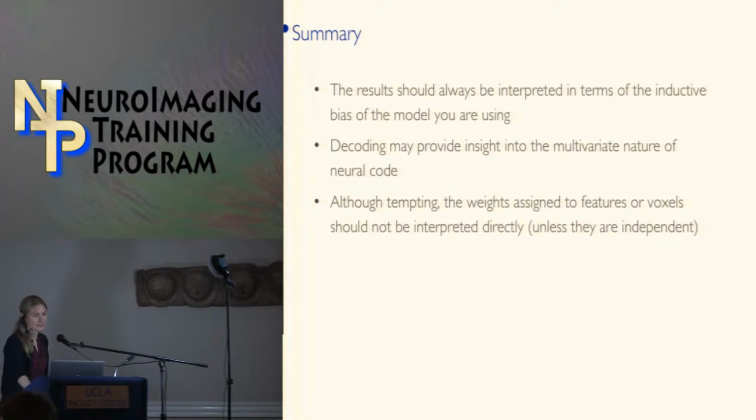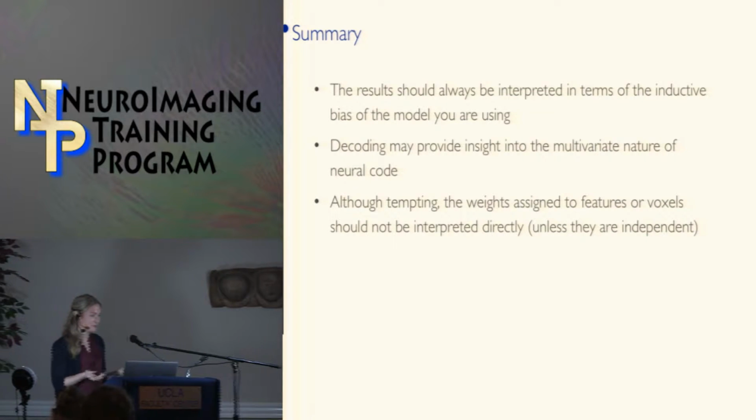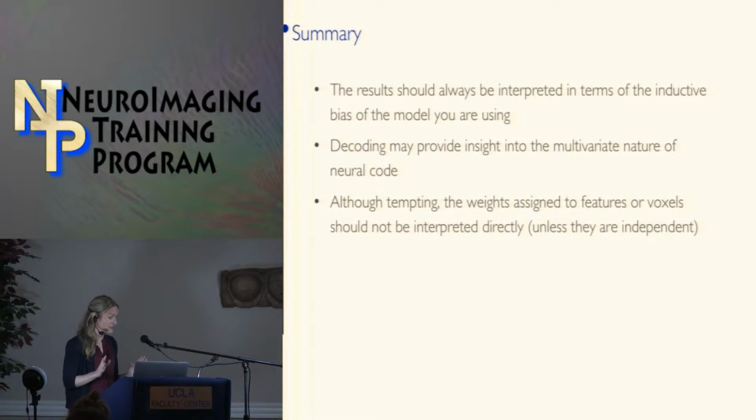So just to summarize this, the results should always be interpreted in the context of the inductive bias that you've used for your model. Decoding may also provide insight into the multivariate nature of neural code, but I'm not exactly sure how. That's still kind of an open question for me. And although it's tempting, the weights that are assigned to features of voxels should not be interpreted directly, unless they're independent. So that's something to consider.